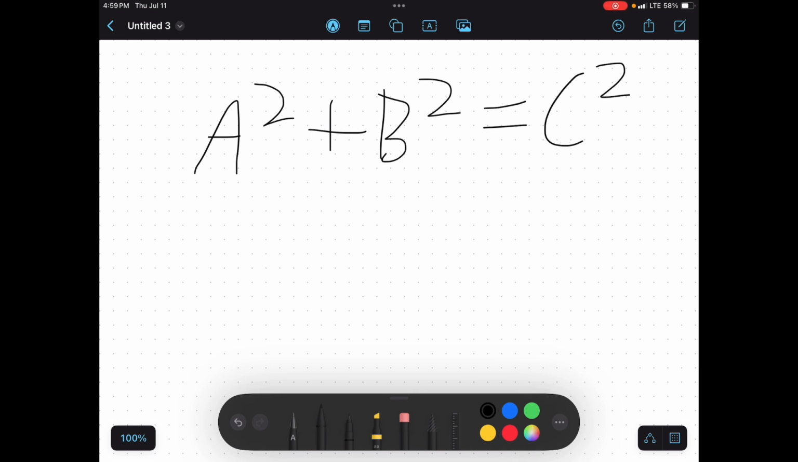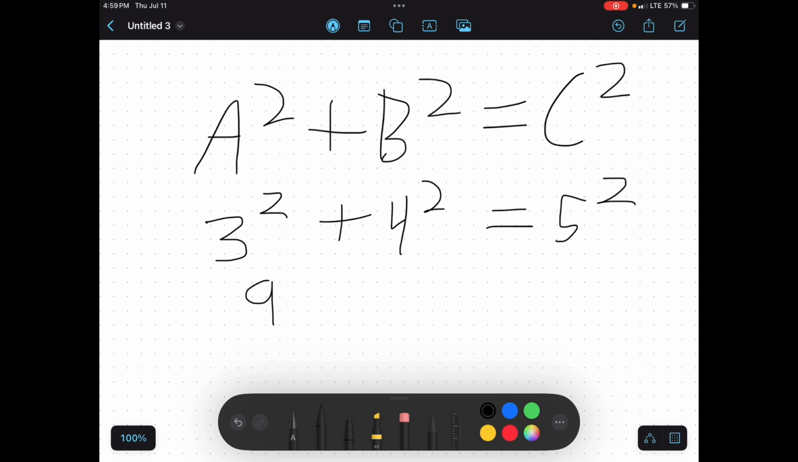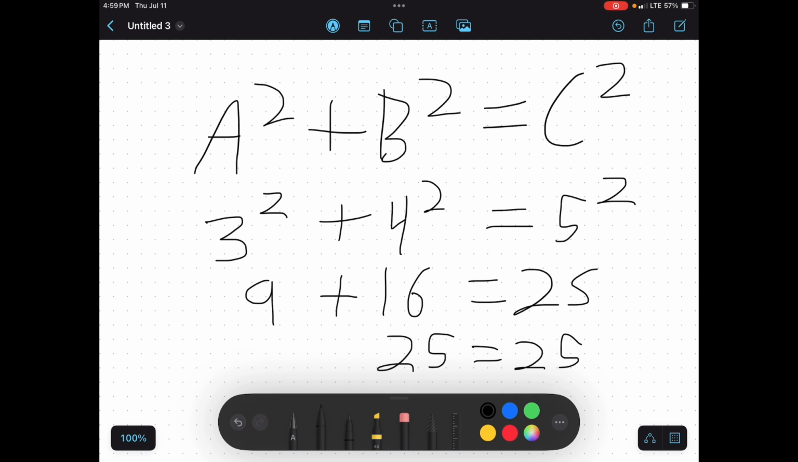The most simple Pythagorean triple is what's known as the 3, 4, 5 triple, meaning if I plug in 3 for A, and 4 for B, and 5 for C, I can show that the Pythagorean theorem holds true. 3 squared is, of course, 9, 4 squared is 16, 5 squared is 25, and 9 plus 16 is also 25. So 3, 4, 5 is a Pythagorean triple, as those integers fit the Pythagorean theorem.